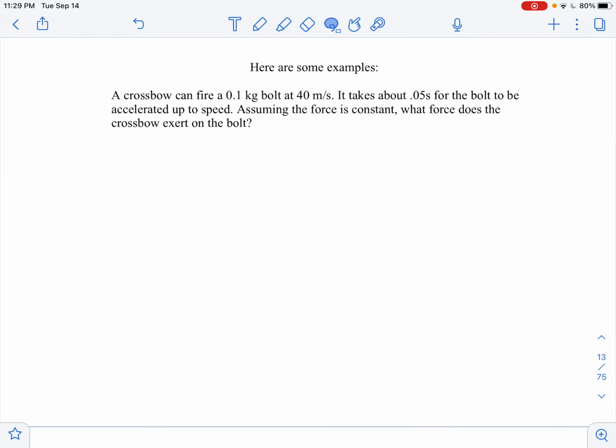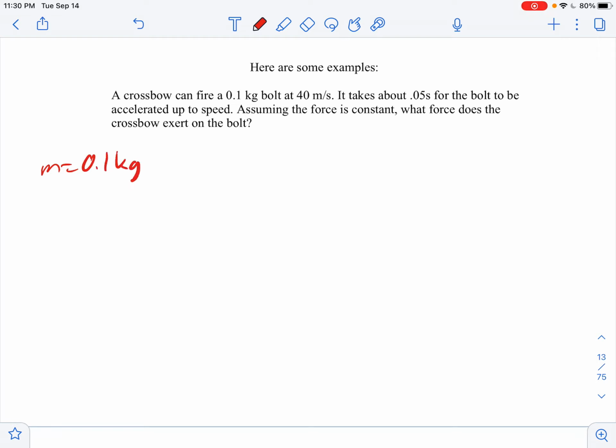All right, a crossbow can fire a 0.1 kilogram bolt at 40 meters per second. It takes 0.05 seconds for the bolt to be accelerated up to speed. Assuming the force is constant, what force does the crossbow exert on the bolt? Just going to pop through here and identify knowns and unknowns. I've got 0.1 kilograms, so that's our mass.